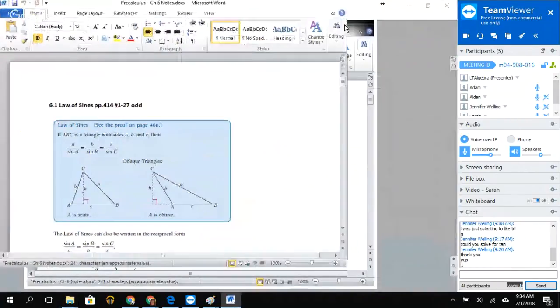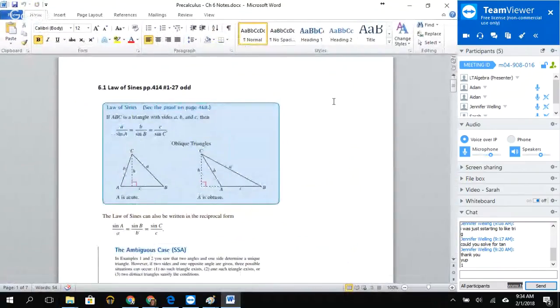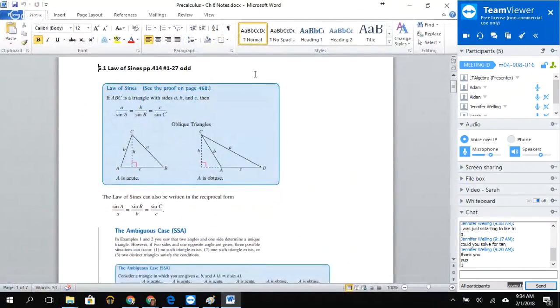Voila, the law of sines. Behold the law of sines. Okay, so this is what happens when we no longer have the restriction of having a right triangle. We can use the law of sines to help us determine the relationship between the angles in a triangle and the sides of a triangle.